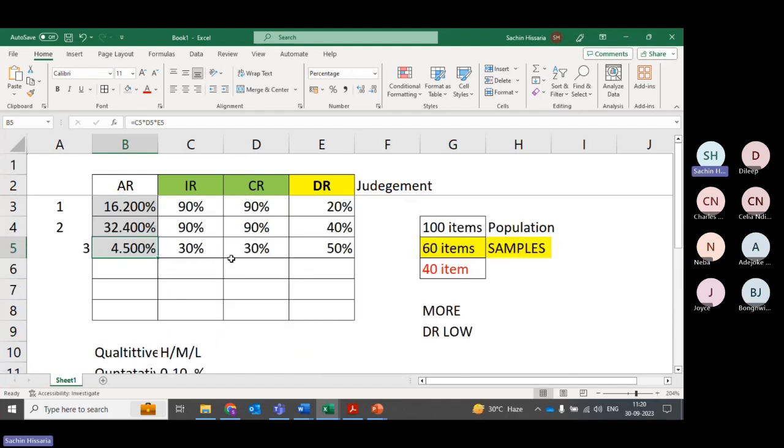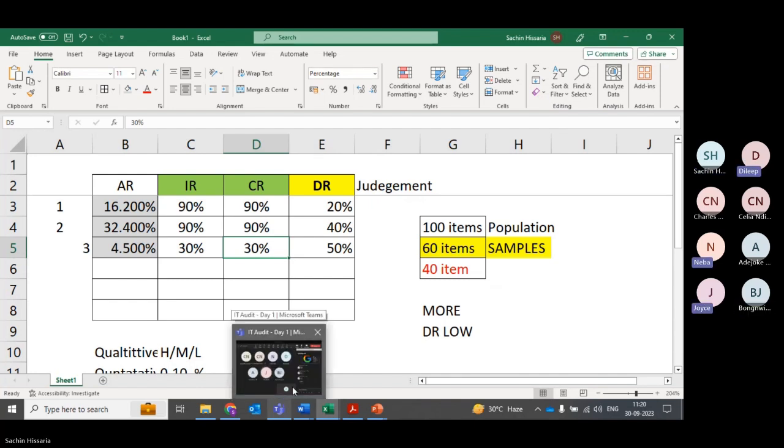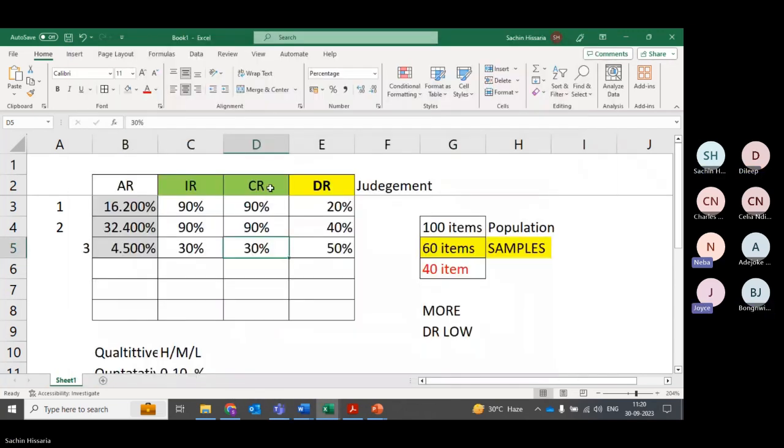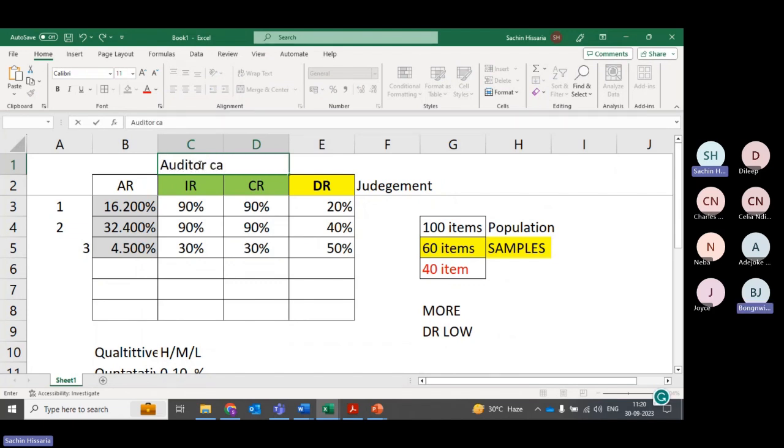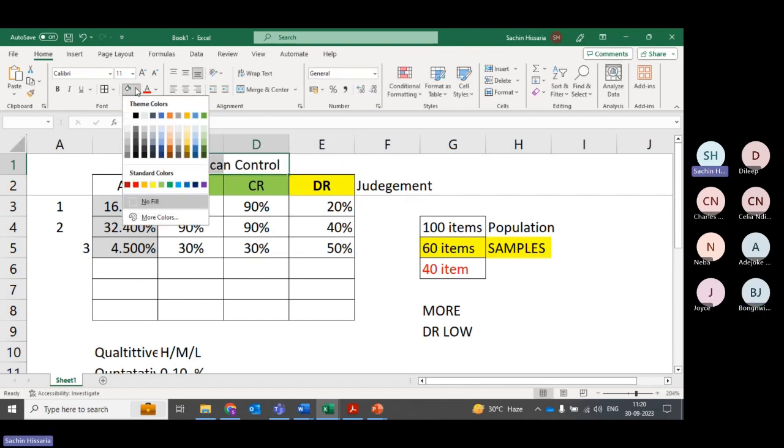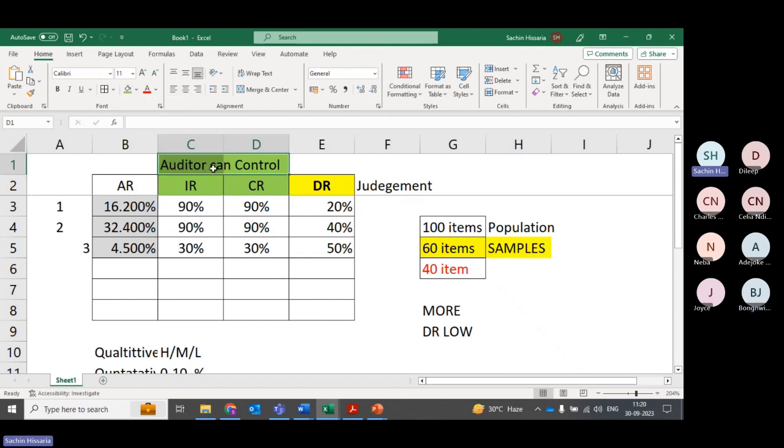As an auditor, what are the risks that you cannot control? Can you please tell me which risk the auditor cannot control? Yes, IR and CR. These are the risks that the auditor cannot control. This risk is controlled by the organization. It depends on the organization's nature, on their business, and on their control environment.